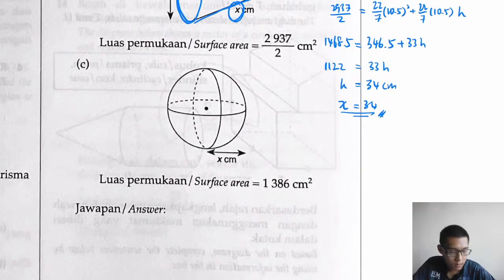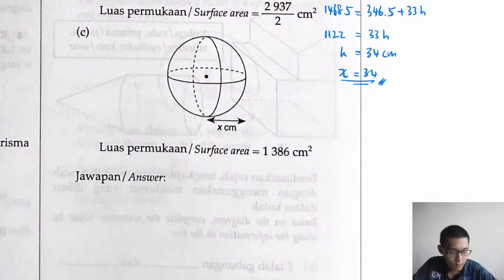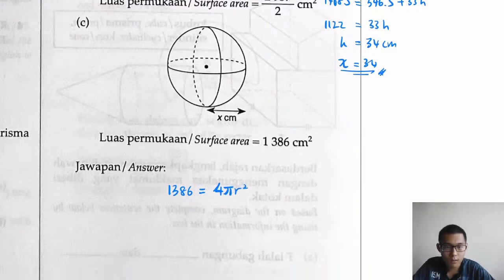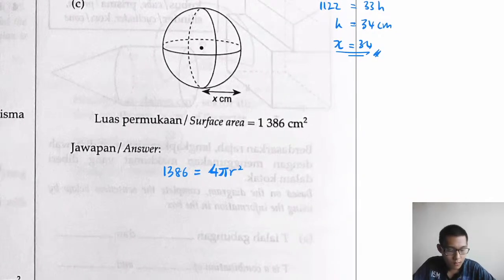Okay, last one, the surface area for this sphere is 1386, equal to, you know, 4/3 πr squared. Hey, are you sure? No. 4/3 is the volume. The surface area is 4πr squared. That means 4 times the area of a circle. So 4πr squared, so easy.